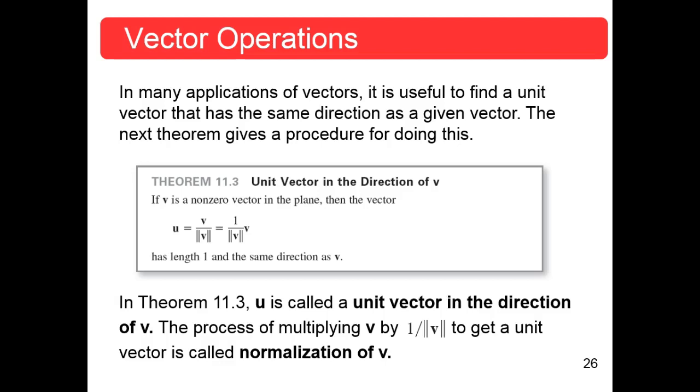In many applications of vectors, it's useful to find a unit vector that has the same direction as the given vector. The next theorem gives a procedure for doing this. And this is pretty straightforward. I would almost think, even if you didn't think of the solution, once you see it, you say, oh, of course. If V is a non-zero vector, you can't talk about a unit vector with a zero vector. It just doesn't work.